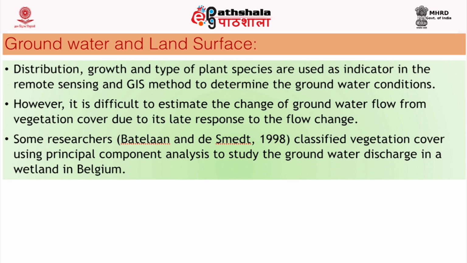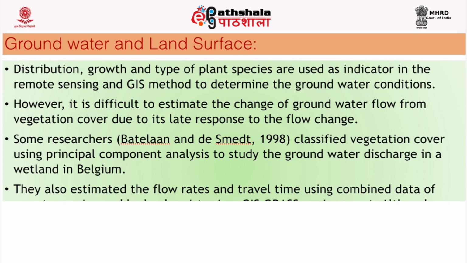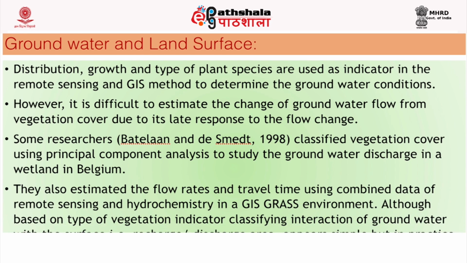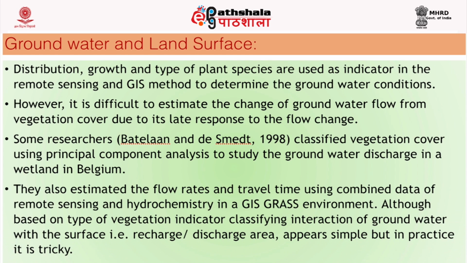Some researchers classified vegetation cover using principal component analysis to study the groundwater discharge in wetlands. They also estimated the flow rate and travel time using combined data of remote sensing and hydrochemistry in a GIS grass environment. Although classifying the interaction of groundwater with the surface, that is recharge or discharge area, based on the type of vegetation indicator appears simple, in practice it is tricky.